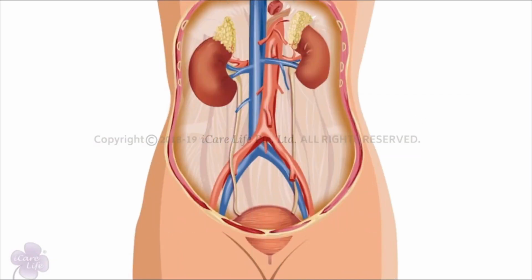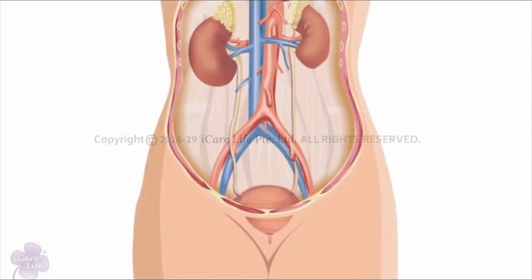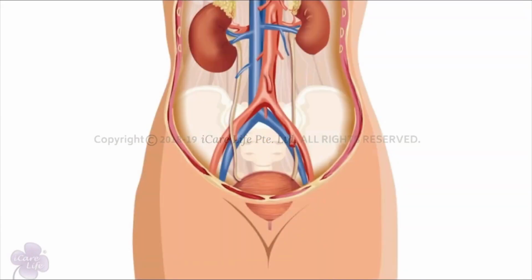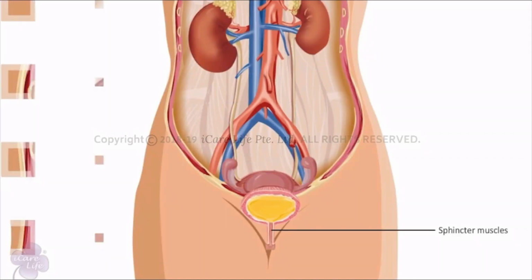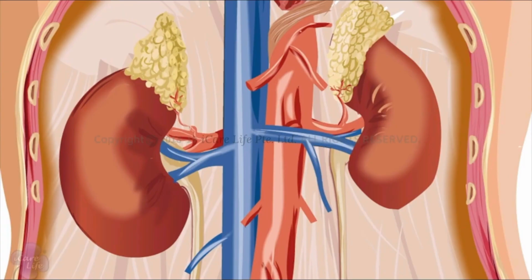This cavity in the kidney is connected to a long tube called the ureter. The ureters are then connected to the urinary bladder. At the other end of the urinary bladder is the urethra, which is located between the pelvic bones. The urethra is tightened by the sphincter muscles. Let us now look at how urine is formed and expelled out of the body.